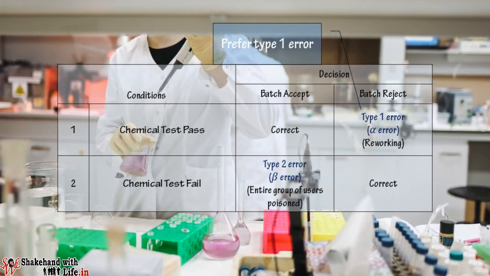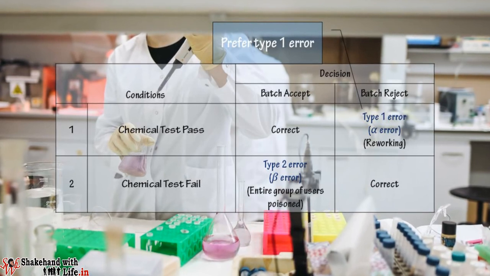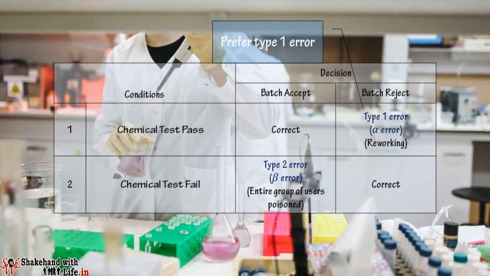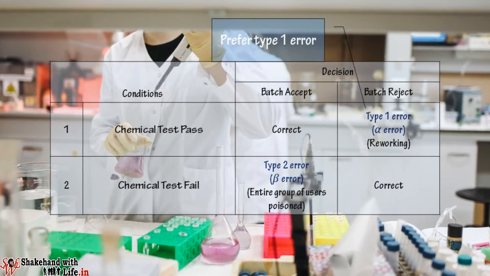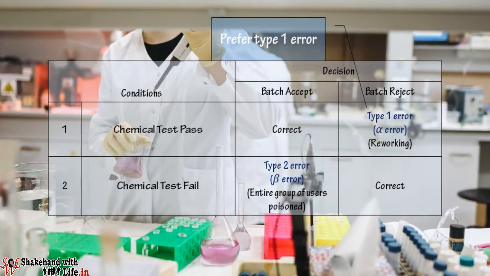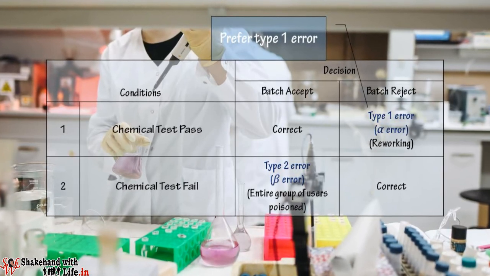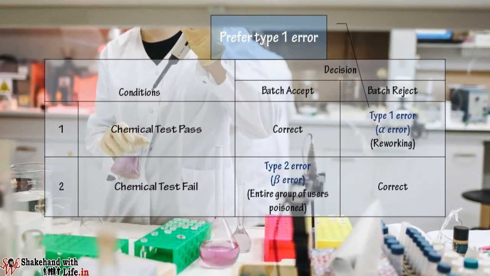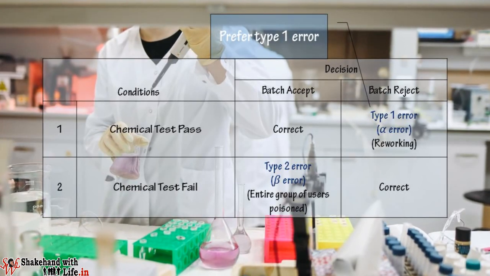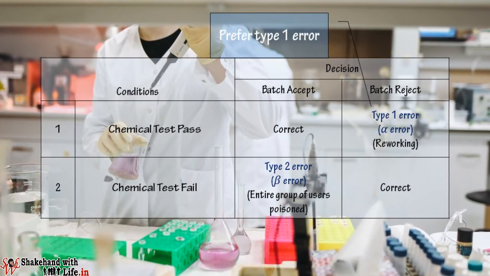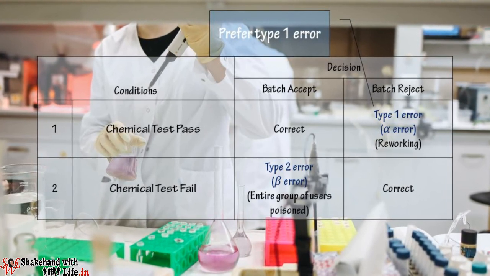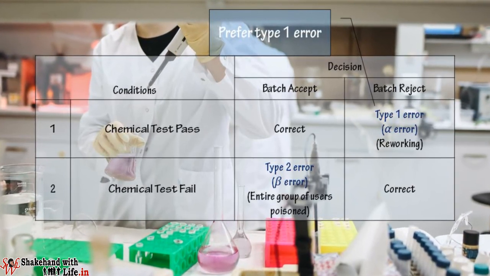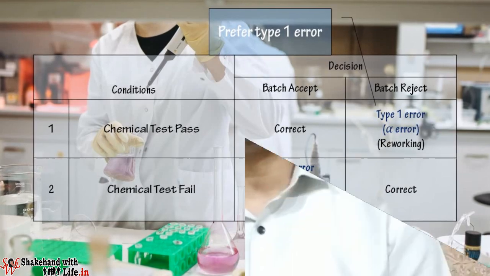For example, if type 1 error involves the time and trouble of reworking a batch of chemicals that should have been accepted, whereas type 2 error means taking a chance that an entire group of users of this chemical compound will be poisoned, then in such a situation, one should prefer a type 1 error to a type 2 error. Therefore, one must make all possible efforts to strike an adequate balance between type 1 and type 2 errors.